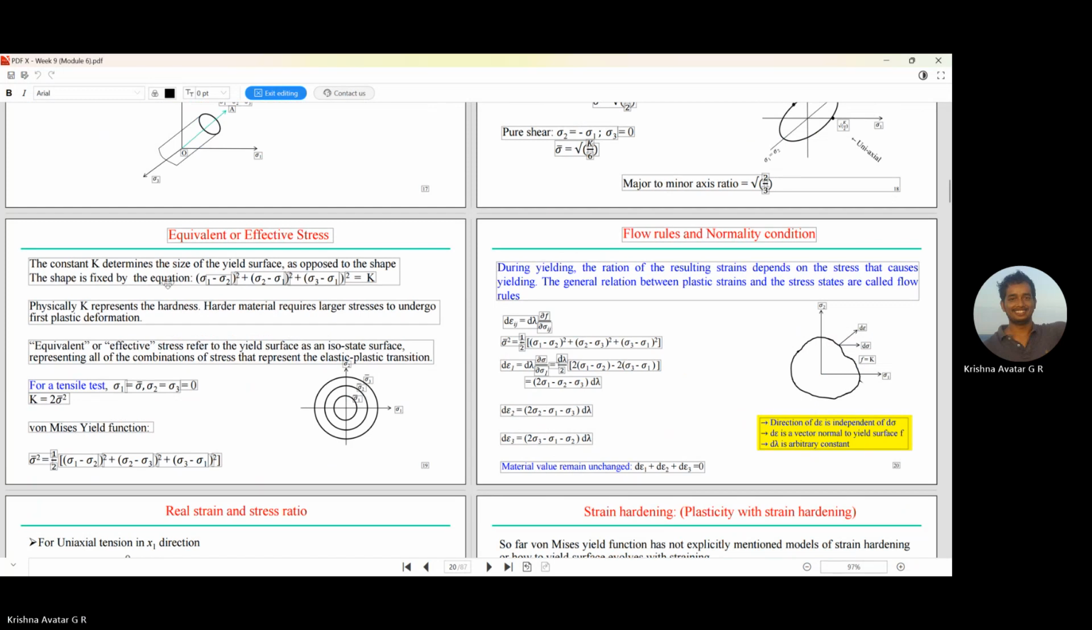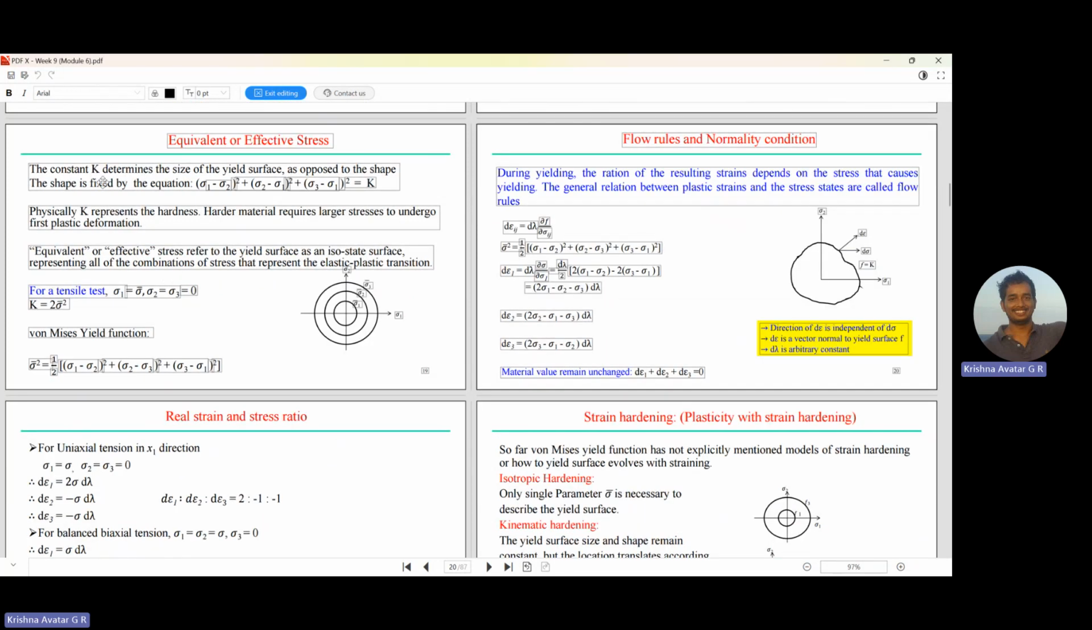Okay. Now for the equivalent or effective stress, the constant K determines the size of the yield surface as opposed to its shape. The shape is always fixed by this expression here. Physically, K is what represents hardness. The harder a material is, the higher the value of K, and the harder material requires larger stress to undergo first plastic deformation. The equivalent or effective stress refers to the yield stress as an iso-state surface, representing all of the combinations of stress that represent the elastic-plastic transition.